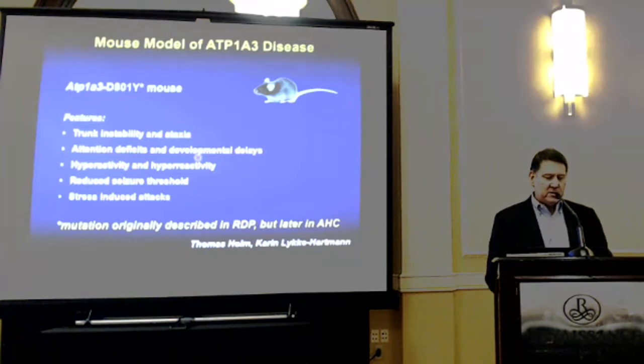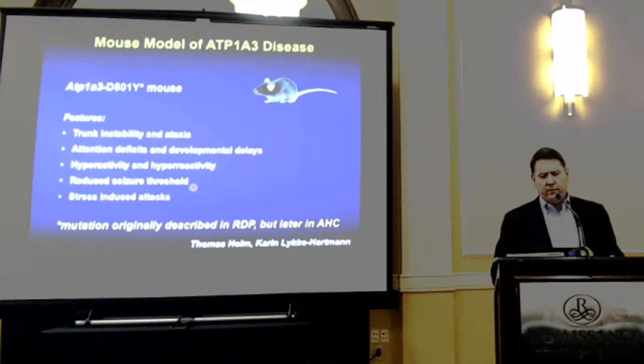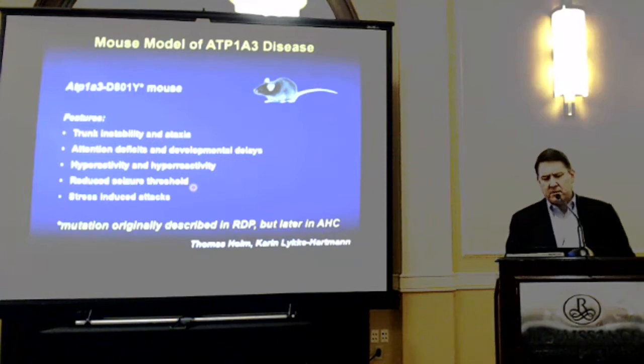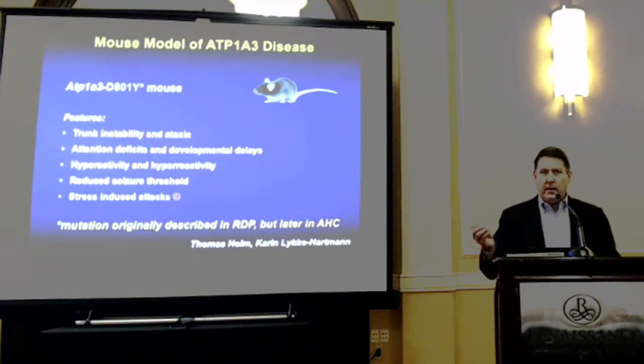These animals have consistent features that were described in some recent papers. They have some baseline neurological impairments, including ataxia, attention deficit, hyperactivity, and they have a slightly reduced seizure threshold, although if you breed them onto different genetic backgrounds, that completely goes away. That's something Thomas determined in my lab this last year. But importantly, they have stress-induced attacks of weakness and dystonia, not unlike the D801N mouse that Dr. McCarty showed us this morning.